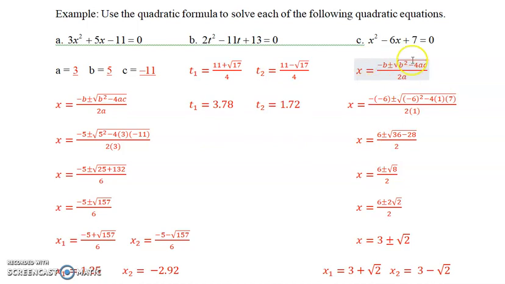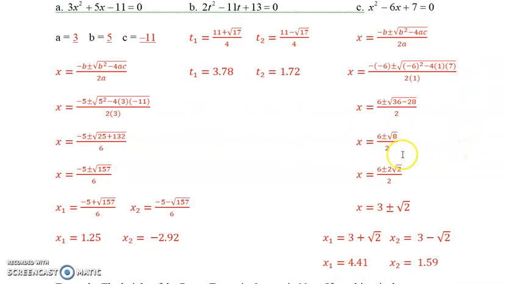Okay? And C, I did it again, and the reason I did C again is because I wanted to look at this step here. And this step is where we are going to simplify the radical. So in the first example, A, 157 doesn't have any perfect square factors. It's actually a prime number. And here, same with the radical, the square root of 17, same idea. It's a prime number. It doesn't have any perfect square factors.